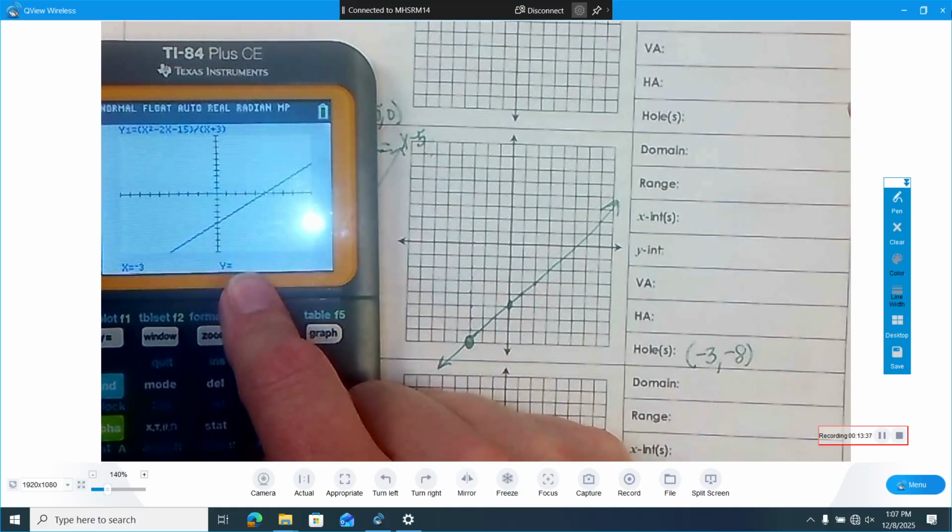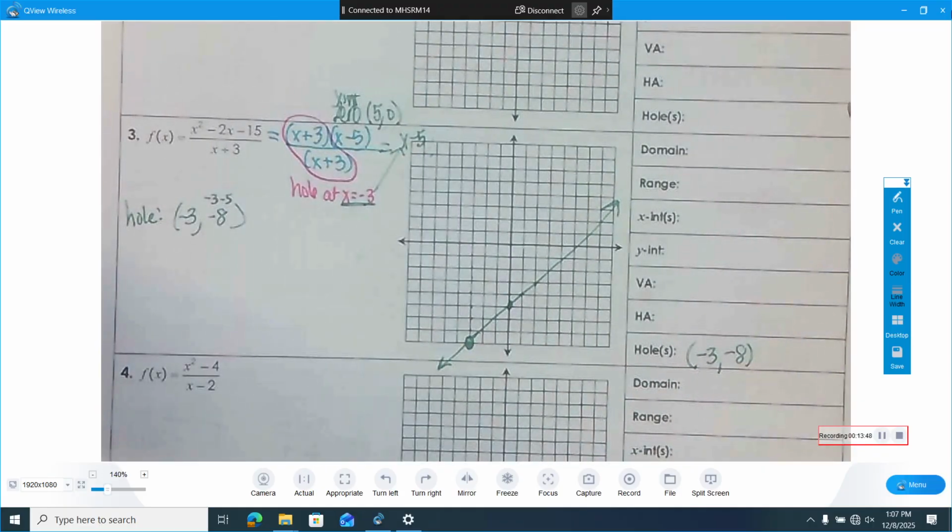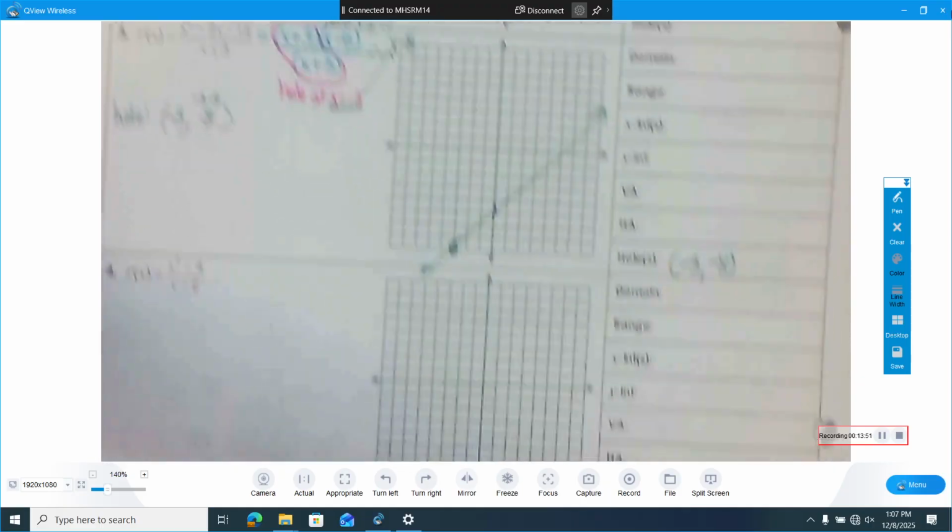What's the y value? Nothing. It ain't there. It's a hole. It's not really there. It's undefined. So there's a little hole in that graph, but that's what it looks like. It's kind of interesting. So let's look at number 4.